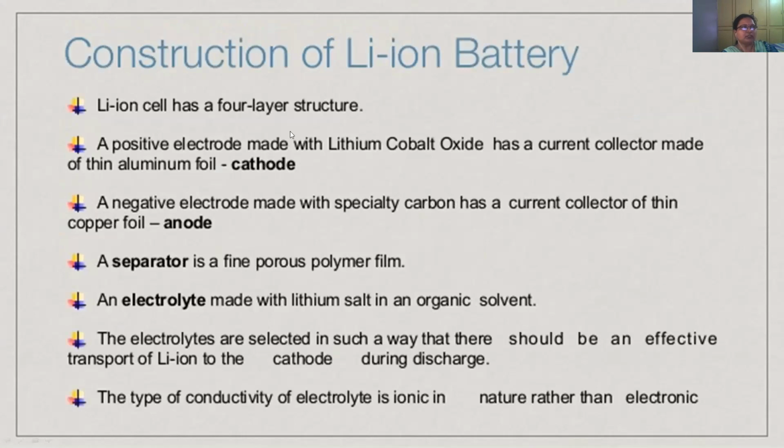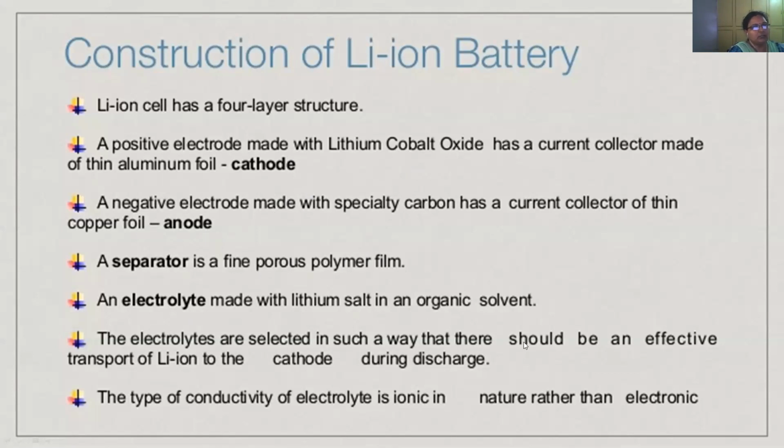A lithium ion cell has a four-layer structure. A positive electrode of lithium cobalt oxide has a thin aluminum foil which acts as a cathode. A negative electrode made with specialty carbon has a current collector of thin copper foil, which acts as an anode. A separator is a fine porous polymer film. The electrolyte is made with a lithium salt in an organic solvent.